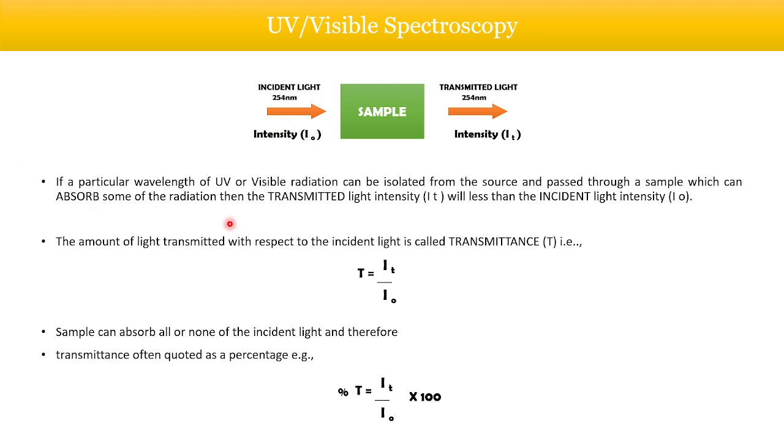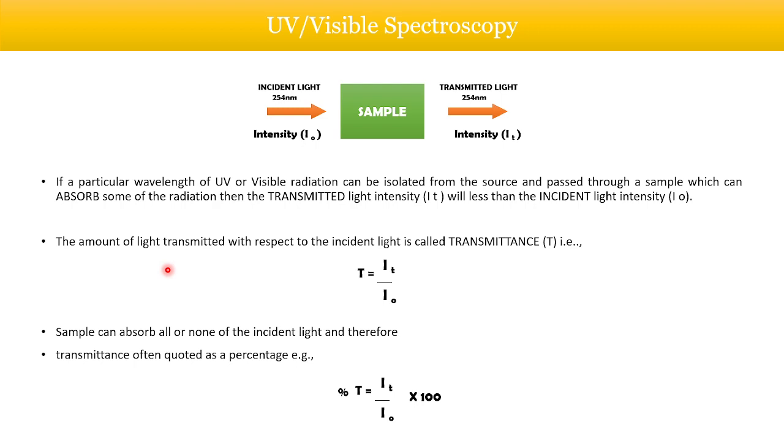Now, if a particular wavelength of UV or visible radiation can be isolated from the source and passed through a sample which can absorb some radiation, then the transmitted light intensity is IT, which would be less than the incident light intensity, or I naught.